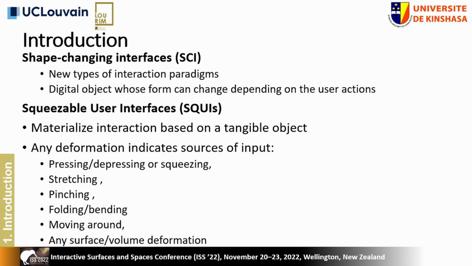Shape-changing interfaces enable end users to interact with digital objects whose shape can change based on the user action, either as input, for example, by measuring how much it gets deformed, or as output, for example, by providing resistance. This paper focuses on squeezable interfaces, a specific type of shape-changing interface where the interaction is based on a tangible object whose deformation can serve as an input.